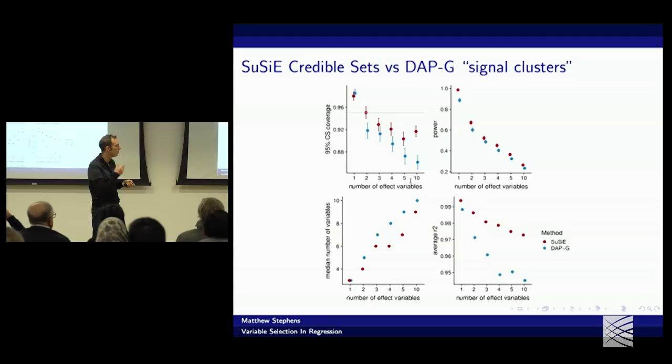So again, the red dot is now always below the blue dot. That says all the sets are smaller from our method on average than the sets from DAP. So we have better coverage, we have more power, we have smaller sets. And the last thing is the average R squared of the SNPs included in the sets, and they're higher than DAP. So we're including SNPs that are more proxies for one another.